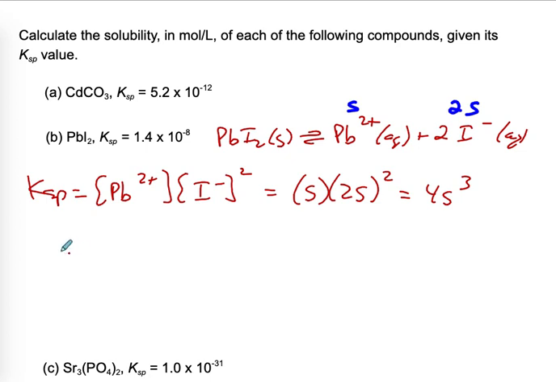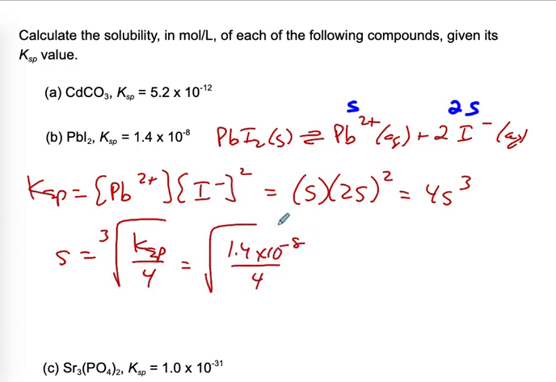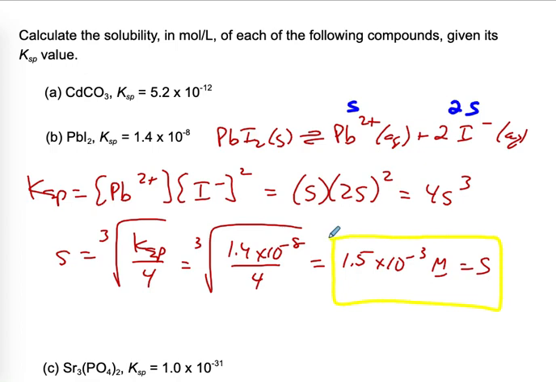S then is equal to the cube root of KSP divided by 4. KSP is 1.4 times 10 to the negative 8, divided by 4, cube root, which gives me a value of 1.5 times 10 to the negative third moles per liter as my solubility. Now remember, that is the moles per liter of lead(II) iodide that dissolve and dissociate in solution. If I wanted to calculate the concentrations of the ions, I would need to use the appropriate mole ratios.